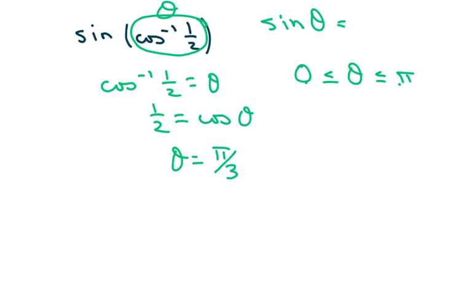And you can look at your tables. On the previous video, if you have those 3 tables, you can look at those and also find it. But anyway, since our angle is pi over 3, you figure out sine of pi over 3, and we know that that equals the square root of 3 over 2.